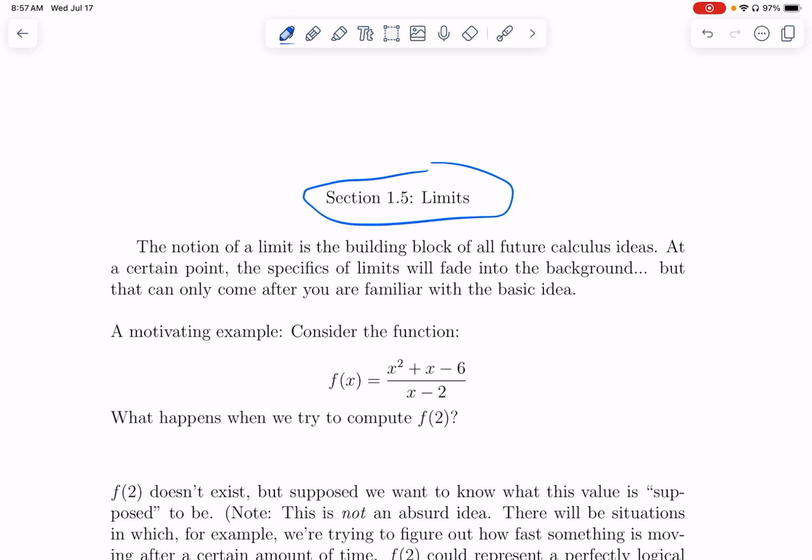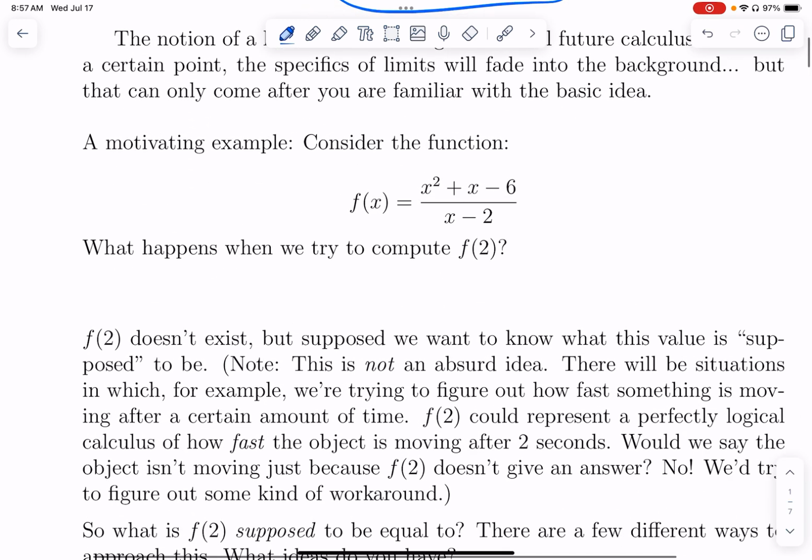And in order for us to understand these key ideas, we need to at least understand a limit. The good news is we don't need to learn the super nitty-gritty technical definition. We just need to be comfortable with the idea. So let's motivate this with an example. Let's look at this function, f of x.